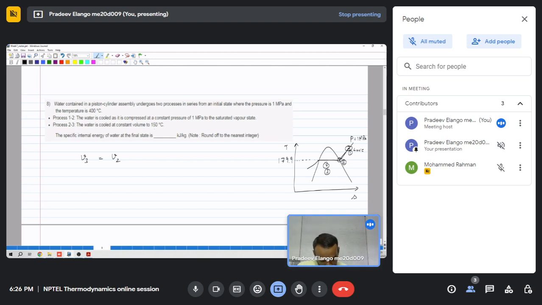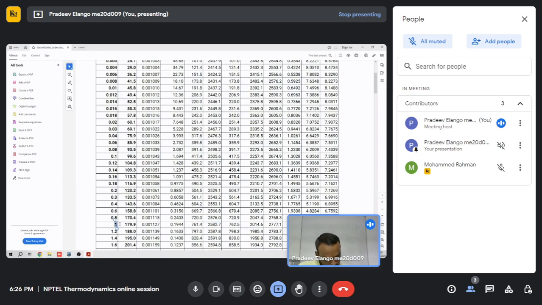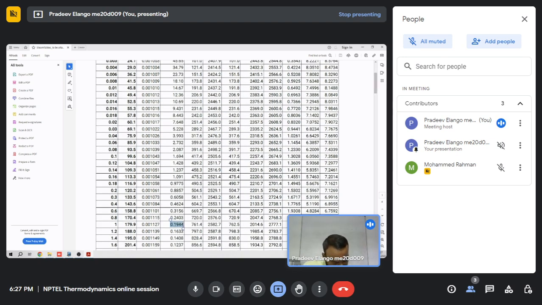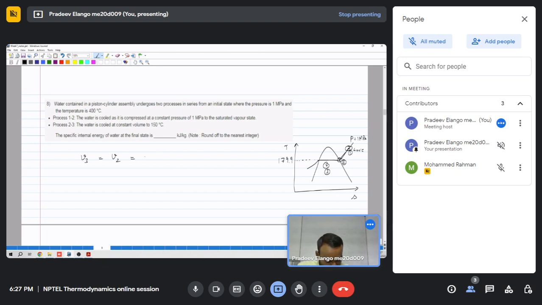To calculate V2, V2 is at 1 megapascal and saturated vapor phase. So this is 1 megapascal, and you would have seen here pressure, temperature, volume, energy. Energy means internal energy, enthalpy and entropy. So we are looking at the Vg column for 1 megapascal. So that is 0.1944 meter cube per kg.